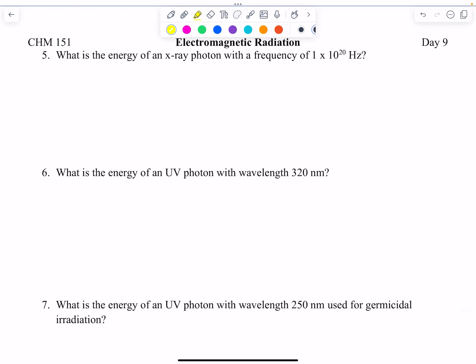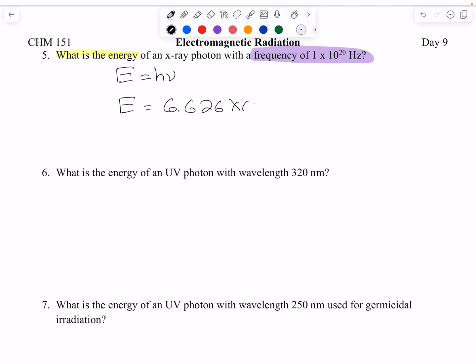All right. What is the energy of an X-ray photon with a frequency of 1 times 10 to the 20th hertz? All right, so this one, move the highlighter. What is the energy? And I have a frequency. Well, I think we just do E equals h nu. 6.626 times 10 to negative 34 joules times seconds, multiplied by 1 times 10 to the 20th, 1 over seconds, right? Because hertz is 1 over seconds.